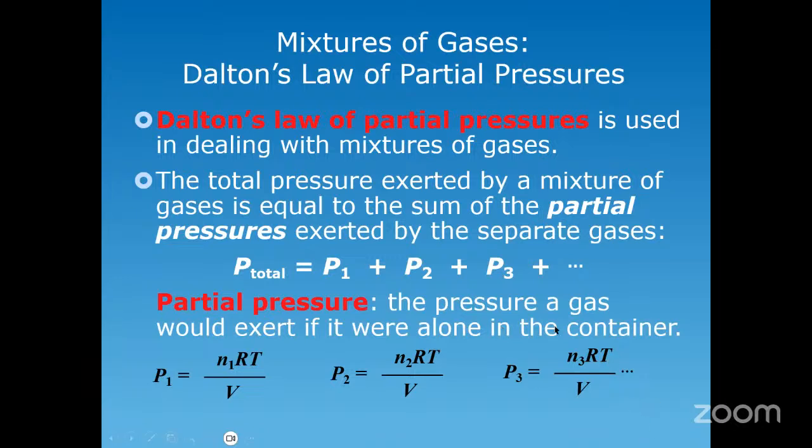So we can write down different equations for each gaseous component in the mixture. For gas 1, the pressure of that gas will be equal to n1, the number of moles of that gas, times RT over V, and we can write down similar expressions for gas 2, gas 3, and so on, right? Now let's look at this in more detail.